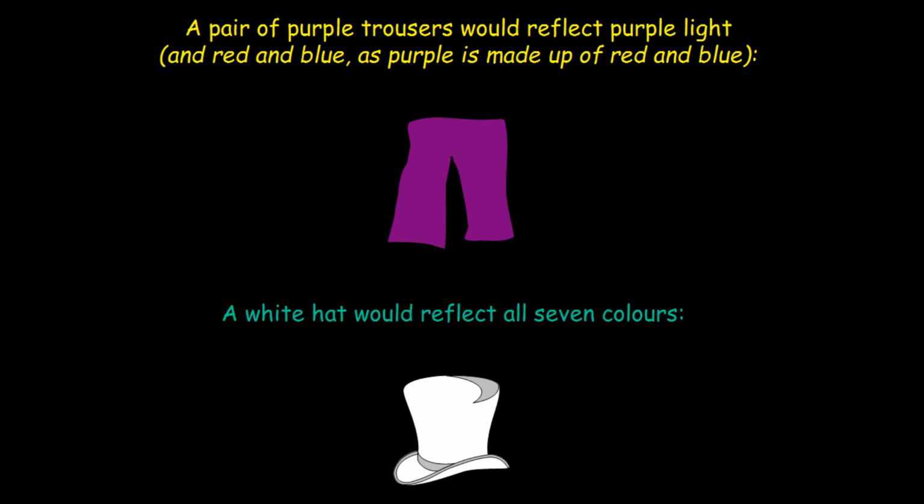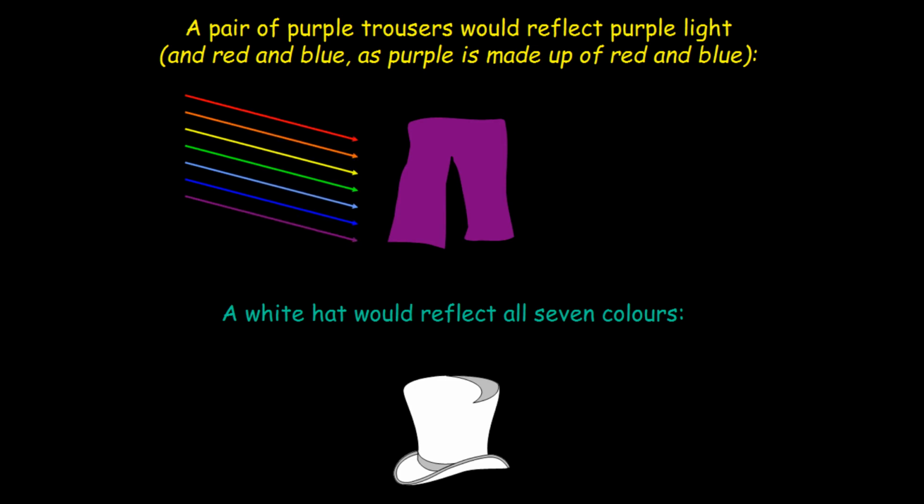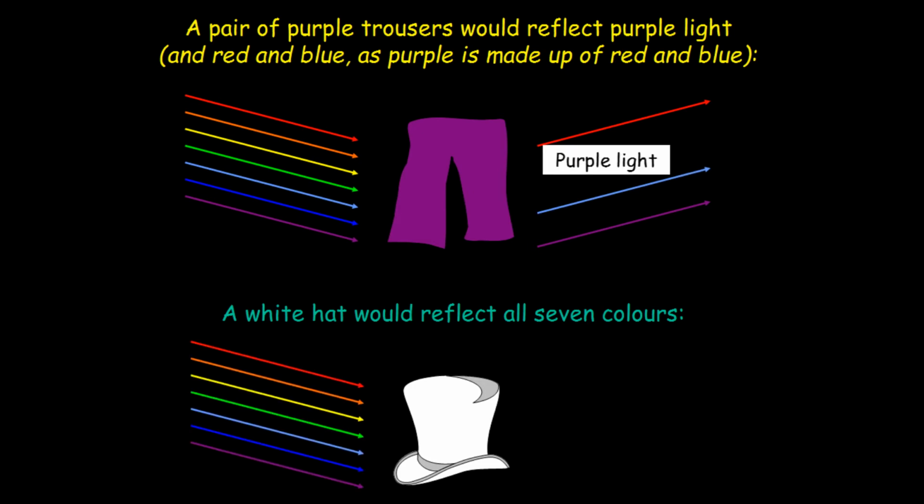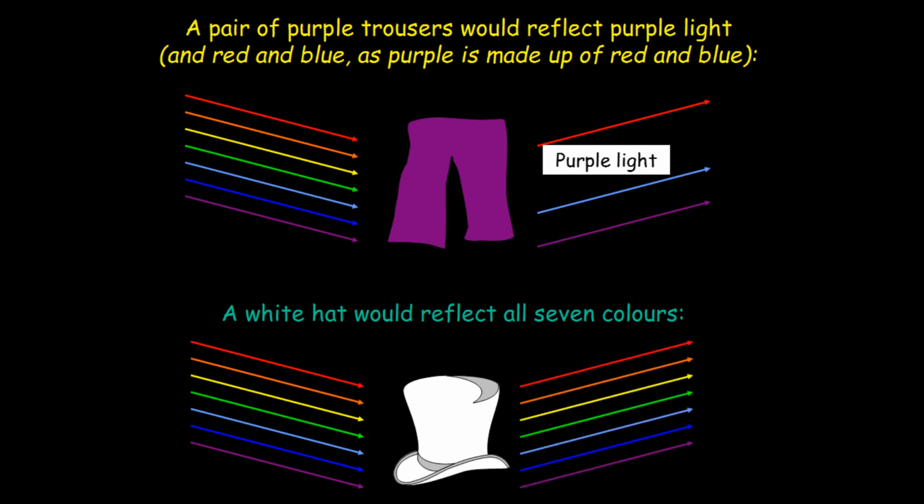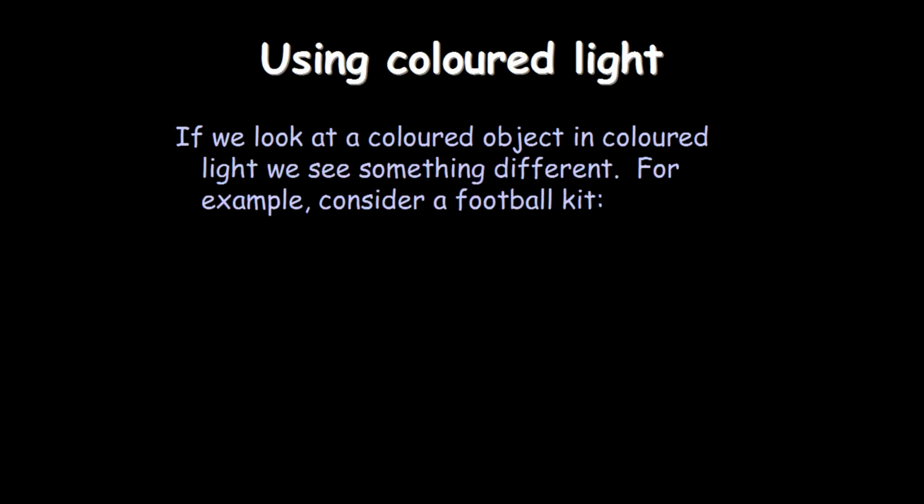A pair of purple trousers would reflect purple light, that is red and blue, because purple is made up of red and blue. So when white light is incident, the purple trousers will reflect the red one and the blue one, and it will make a purple combination. A white hat would reflect all 7 colors, and it will appear as white.